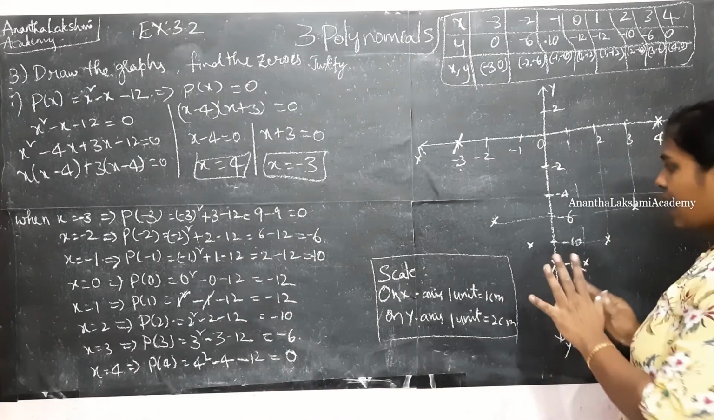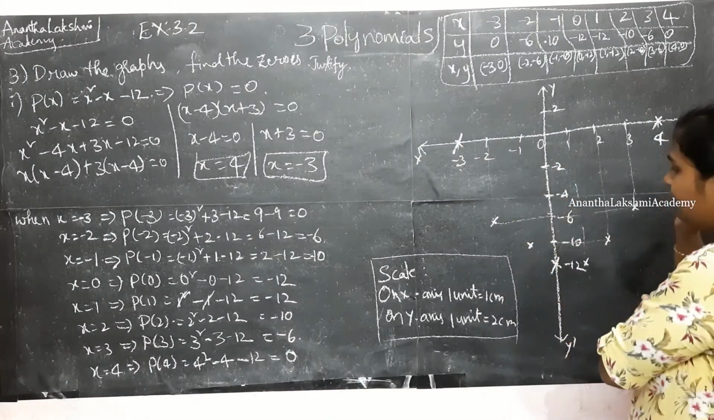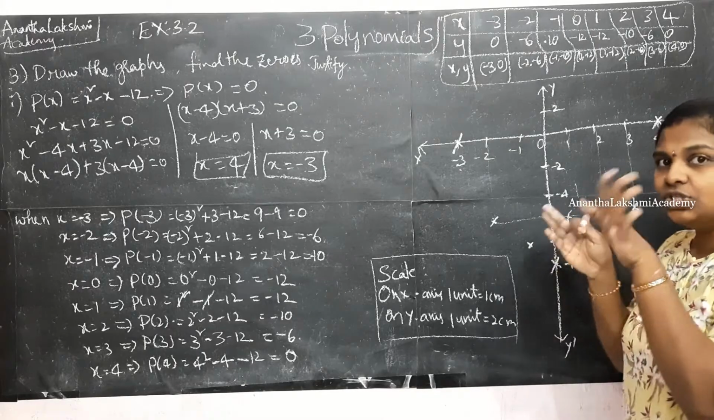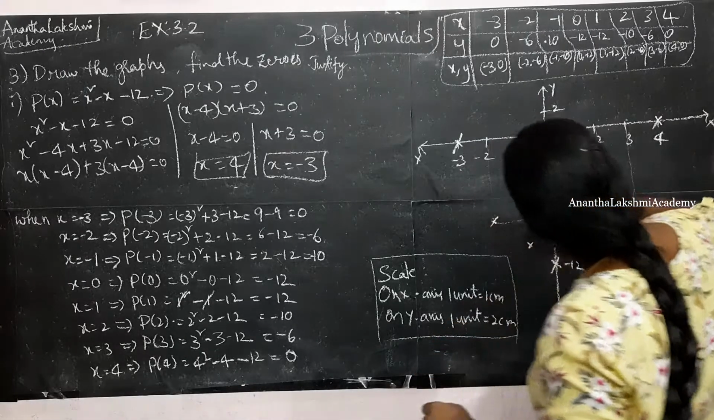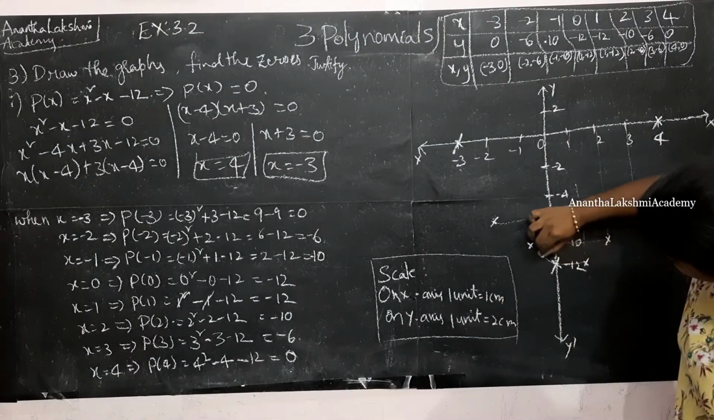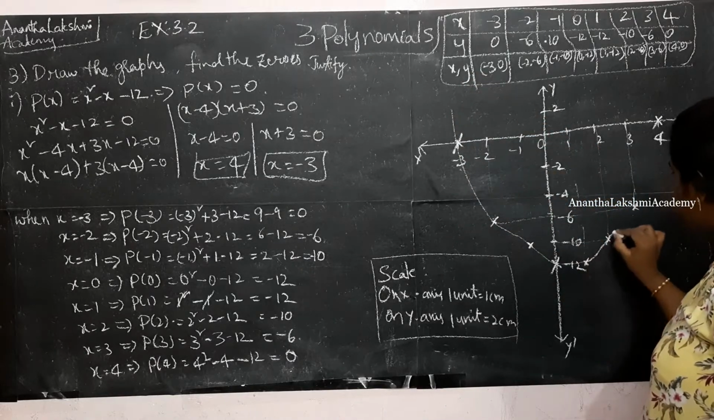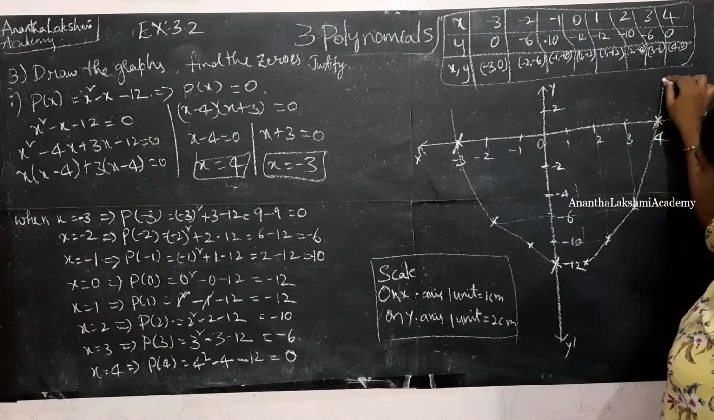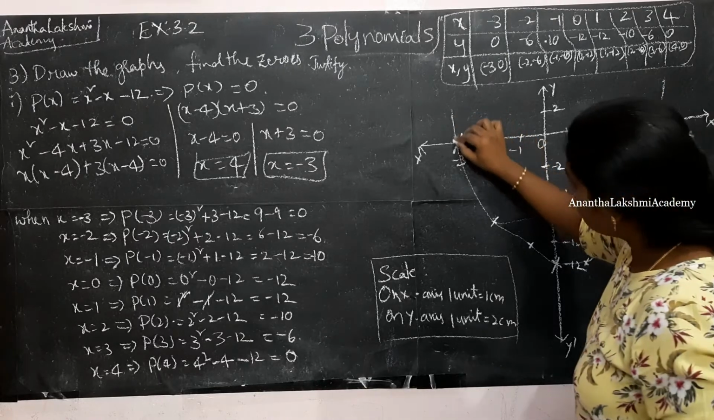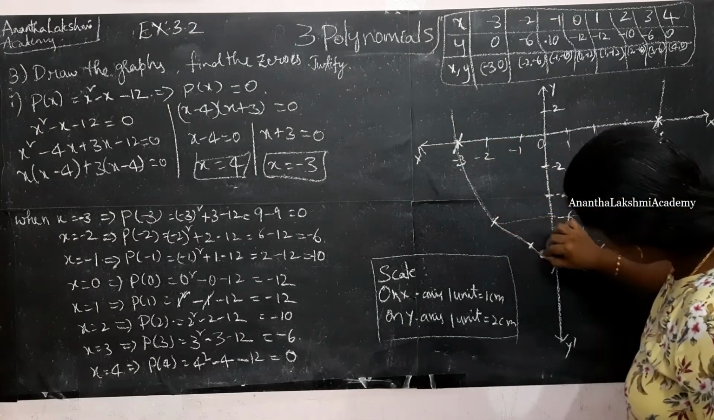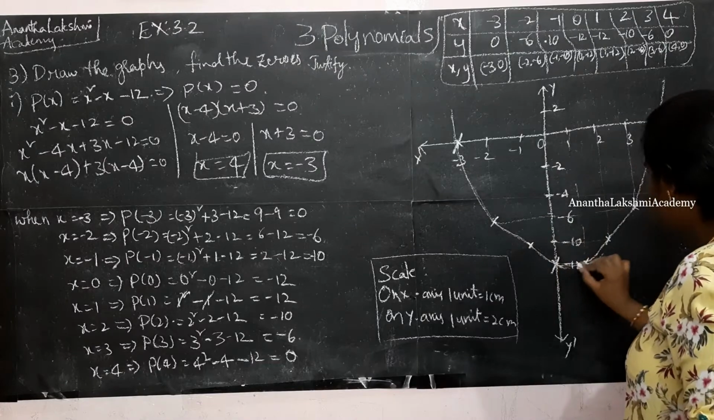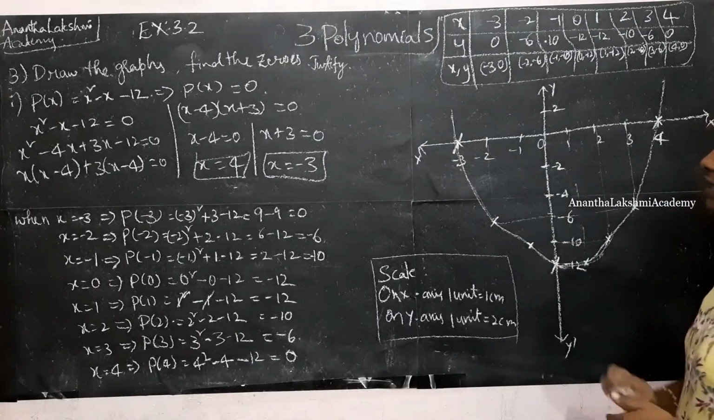Alright. So, I have plotted the points. Now, let me join the dots. So, this is going to be like this, and this is going to go like this. This is a U-shaped graph, which is nothing but a parabola.